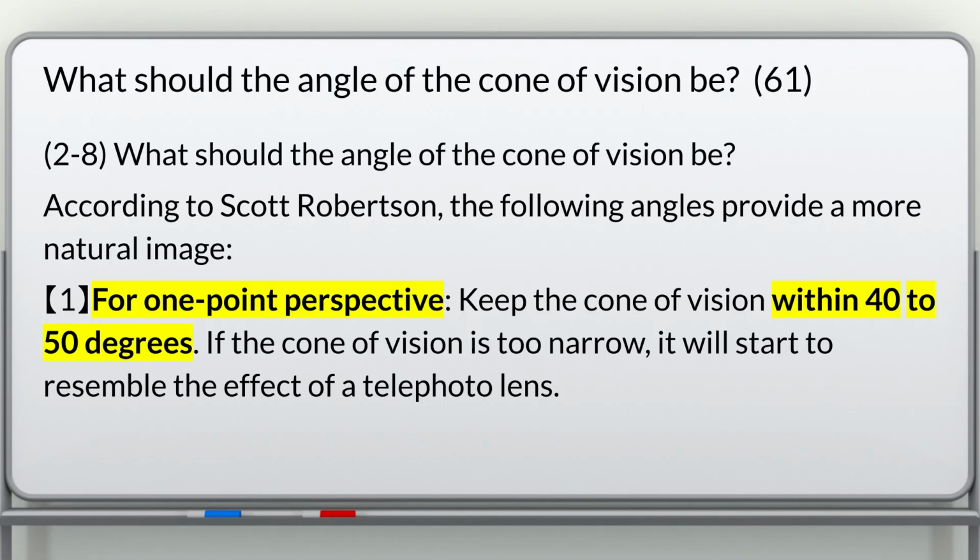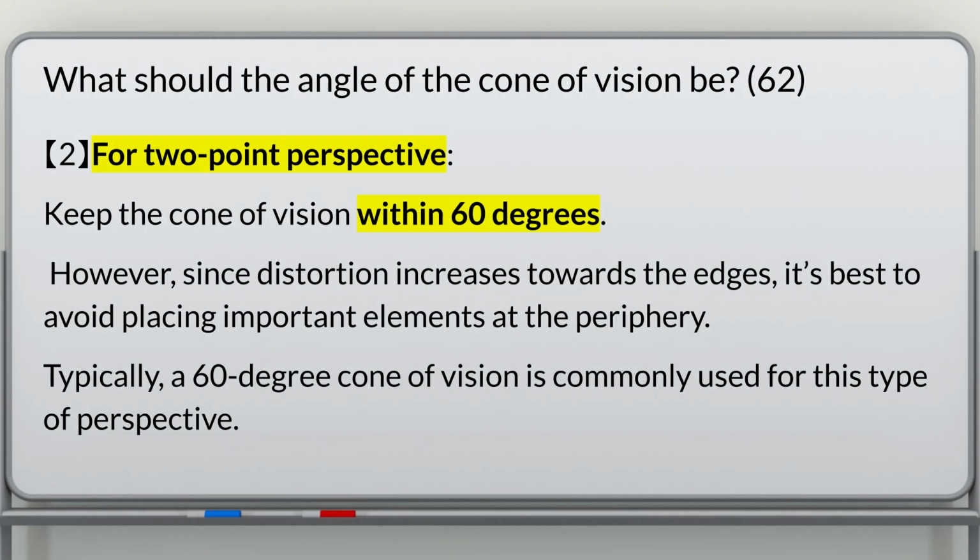According to Scott Robertson, the following angles provide a more natural image. For one-point perspective, it is recommended to keep the cone of vision within 40 to 50 degrees. If the cone of vision is too narrow, it will begin to resemble the effect of a telephoto lens. For two-point perspective, it is recommended to keep the cone of vision within 60 degrees. However, since distortion increases towards the edges, it's best to avoid placing important elements at the periphery. Typically, a 60-degree cone of vision is commonly used for this type of perspective.